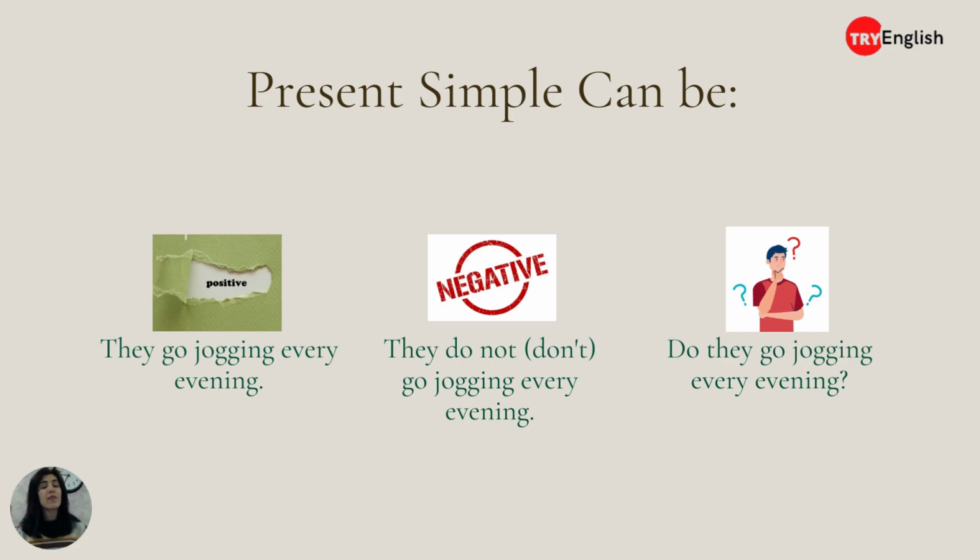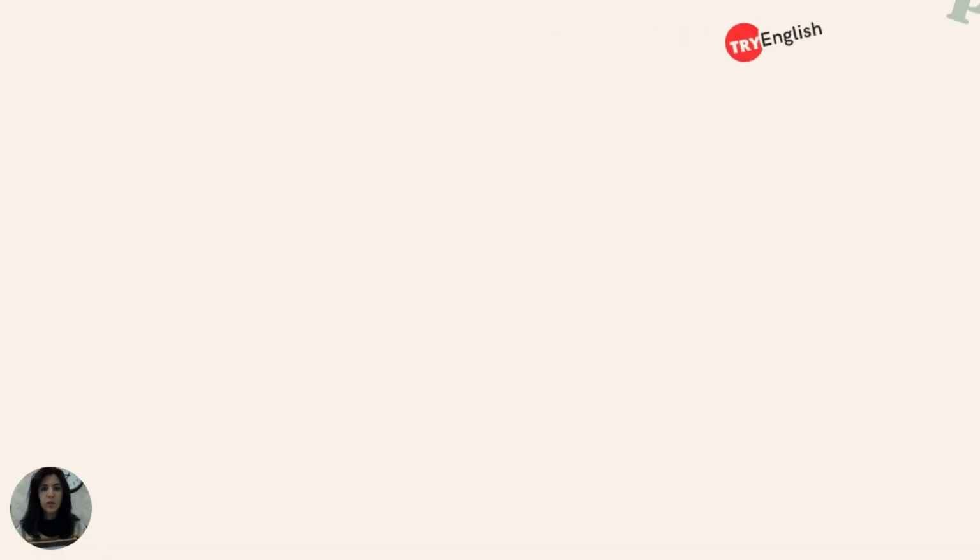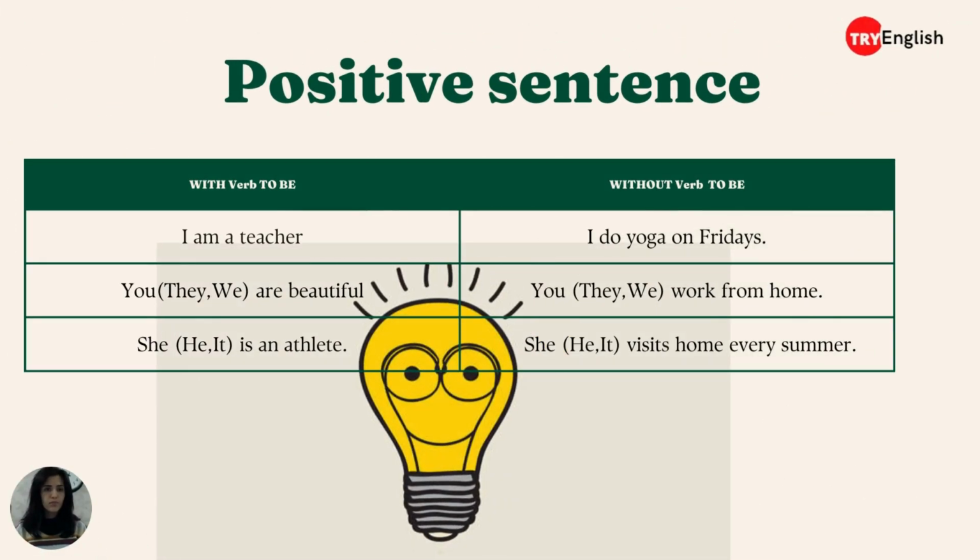They go jogging every evening. They do not go jogging every evening. And do they go jogging every evening? Now, let's see positive sentences and how we can make them. There are two ways to do that. First is with verb to be and second one is without verb to be.